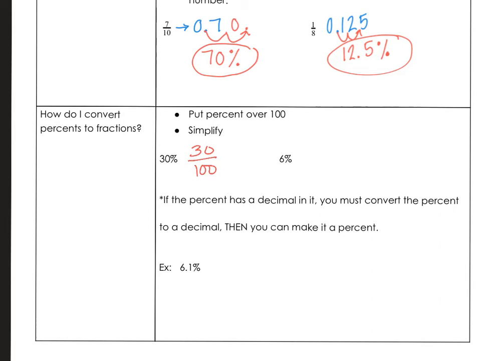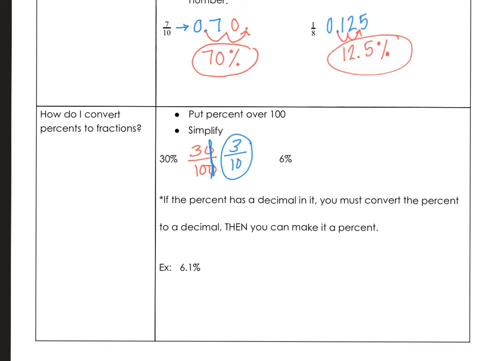And I can simplify these. As you guys see, there's a 0 behind this 30, and this 100 ends in a 0. So both of these can be simplified by 10. So I'm just going to kind of cross out those zeros. And so now we have 3/10. That's our simplified fraction. Okay, now let's go ahead and do the next one.